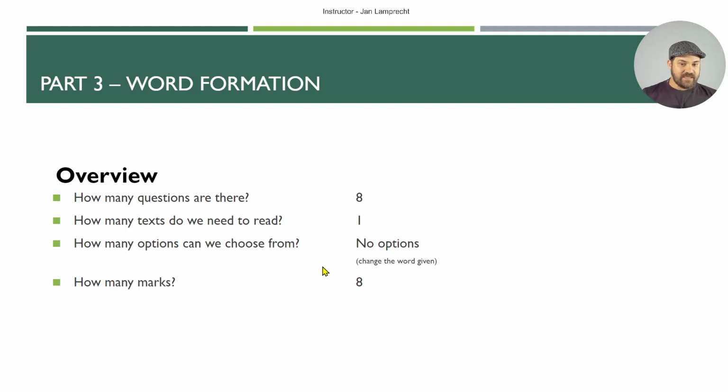How many texts do we need to read? We read one text. How many options can we choose from? Well, we don't have any options, but we are given a word that we need to use to answer the question. How many marks? 8 in total for this part, 1 for every correct answer.